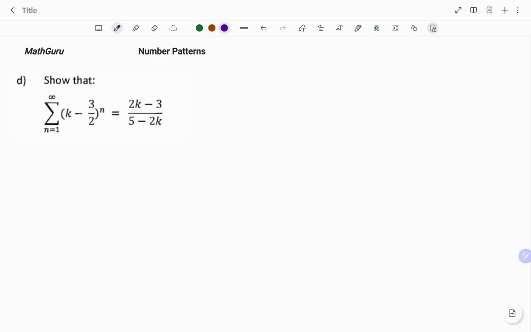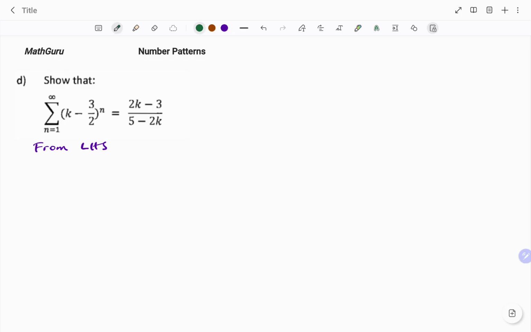The last part of the question says to show that the summation from n equals 1 to infinity of ((k - 3)/2)^n is equal to (2k - 3) divided by (5 - 2k). So I'm going to solve from my left hand side, writing out the terms on my left hand side. If the value of n is 1, because we've been told to start from 1 to infinity, I'm going to write a few of these numbers.